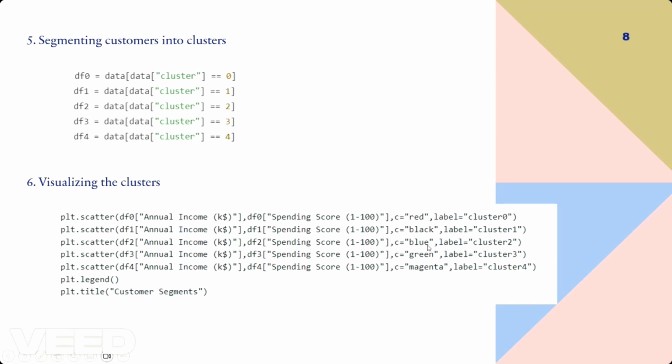Cluster 0 will be red, cluster 1 will be black, cluster 2 will be blue, cluster 3 will be green, and cluster 4 will be magenta. And plt.legend adds a legend to the plot to label each cluster. And in plt.title, we have already given cluster, right? So here, for the plot, they have set the title to customer segments, indicating that the clusters represent the different segments of customers based on their spending behavior and annual income.